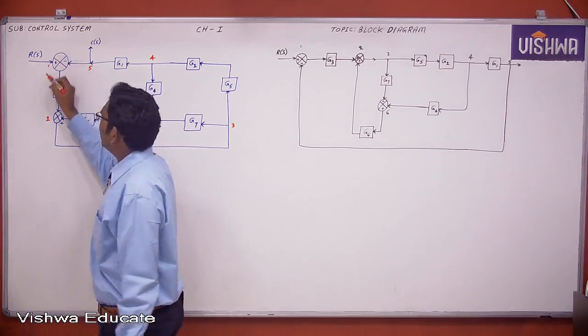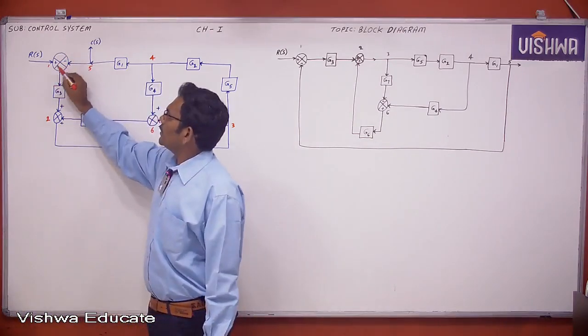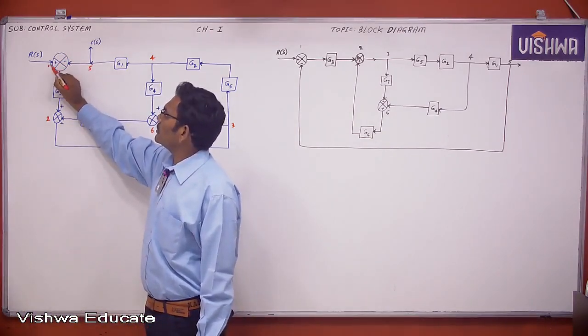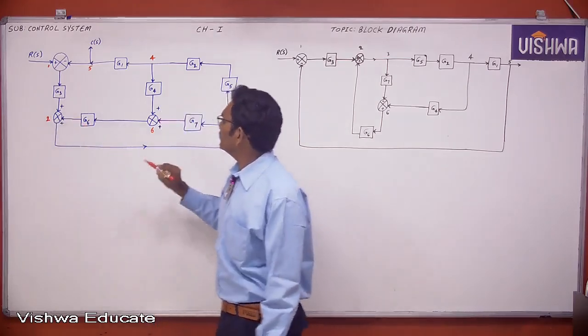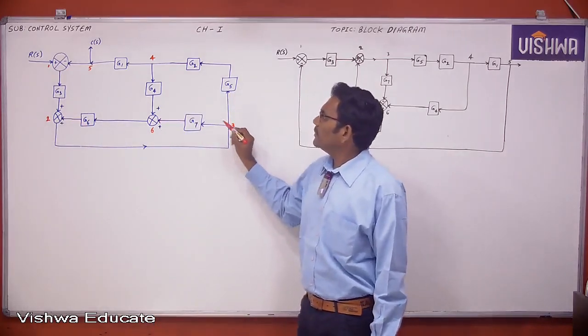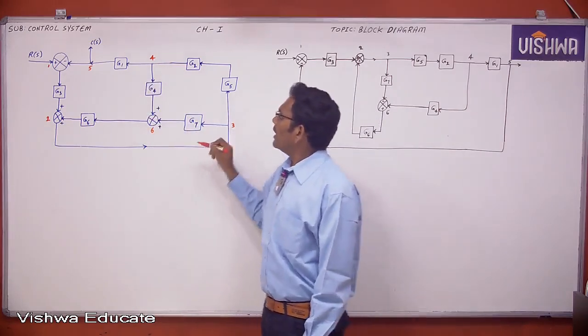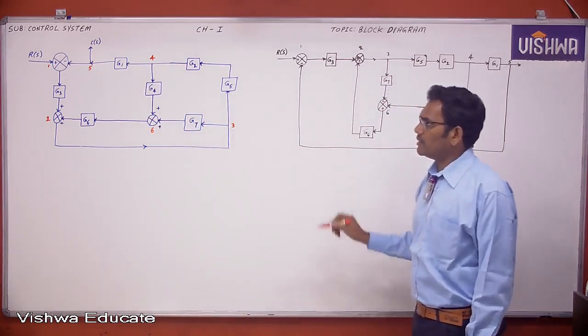So this is a block diagram. Now this is one summing point. I just give some notations. Okay, this is 1 and this is 2 and this is some 3 and 4, 5, 6. I just redraw this diagram. Okay, you just see here.